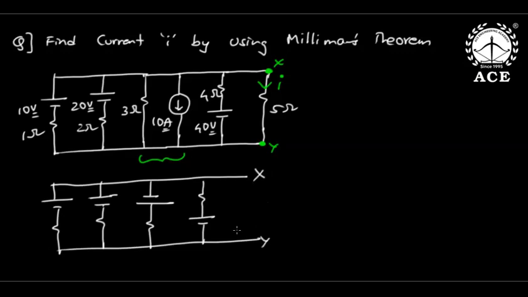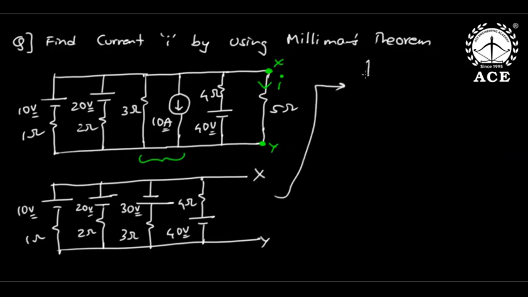So between X and Y, this is 10 volts, 1 ohm, 20 volts, 2 ohm, 30 volts, 3 ohm, 40 volts, 4 ohm. But the arrow is down, so the polarity for 30 is positive down. Now I want to simplify this into Millman's form, a simple Millman's equivalent, where this is Millman's voltage and Millman's resistance between terminals X and Y.